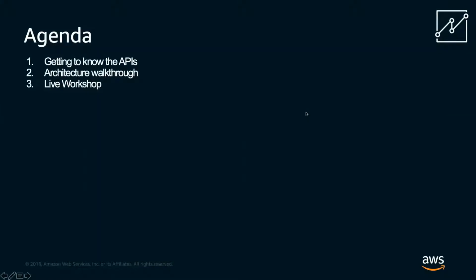In terms of agenda, what we'll be doing here today is getting to know the new embedding API. And then we will quickly look through the architecture that we'll be building today, followed by a live workshop thereafter. So we won't spend much time on slides at all. We'll be doing hands-on. With that, let's get into the meat of it.